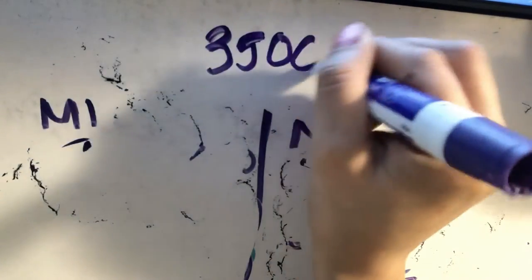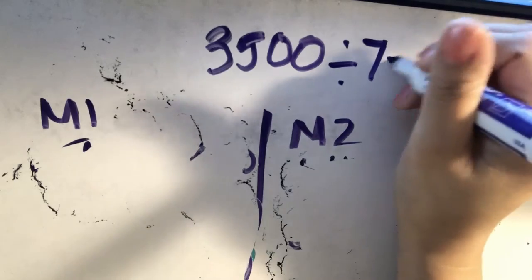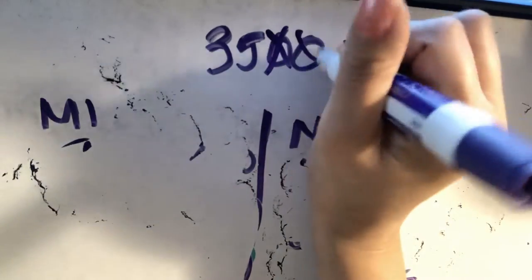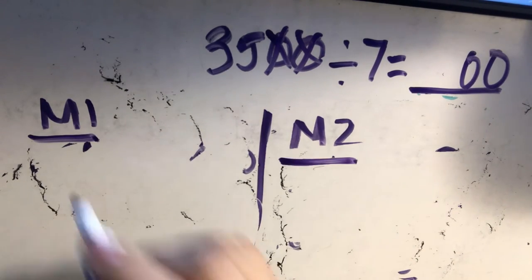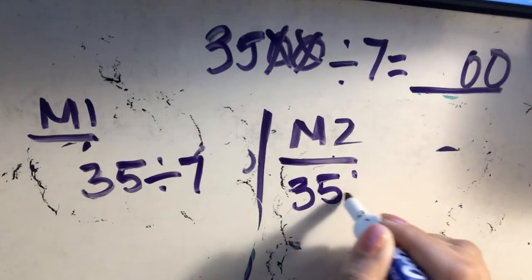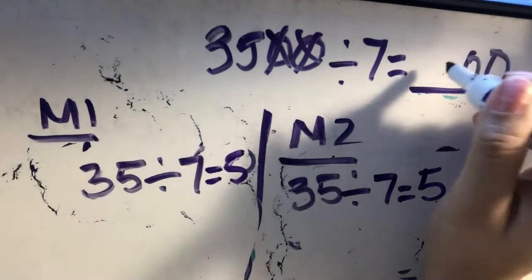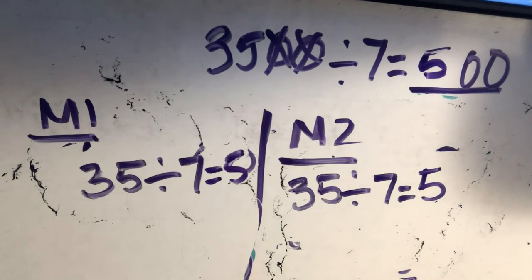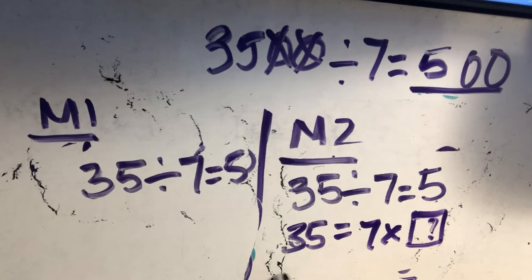Okay, number 11 is 3,500 divided by 7 is equal to what? You can cross these two out, 0, 0. Okay? And then we would rewrite these, 35 divided by 7, 35 divided by 7. Well, that should have given you 5. Which means our answer would have been 500. Okay, the way you work this is 35 is equal to 7 times what number? 35 is equal to 7 times 5.